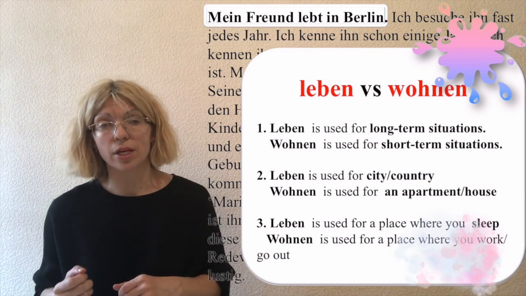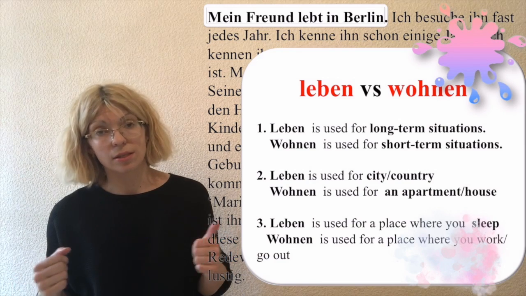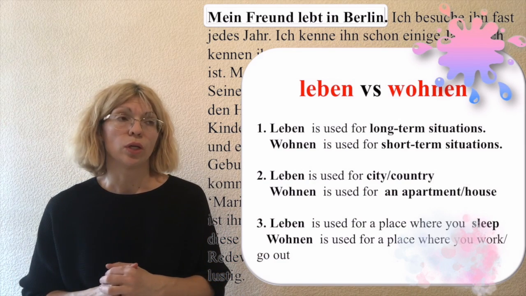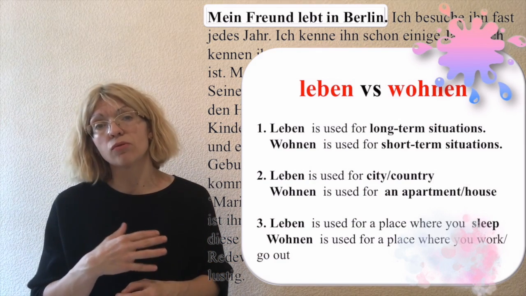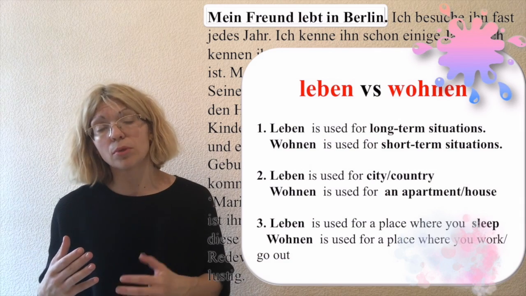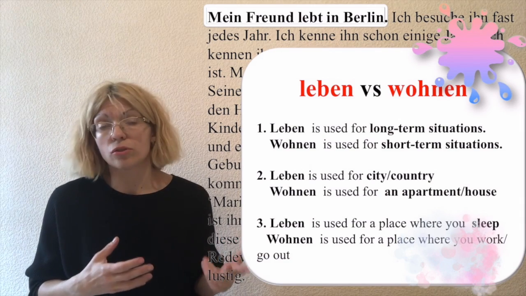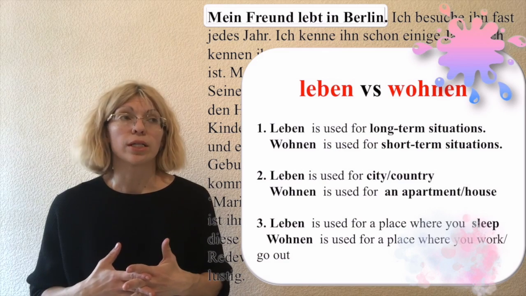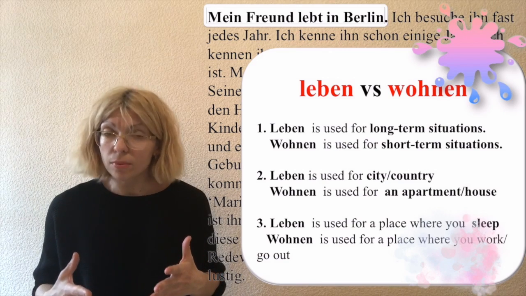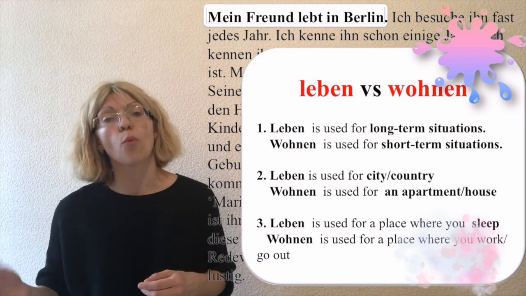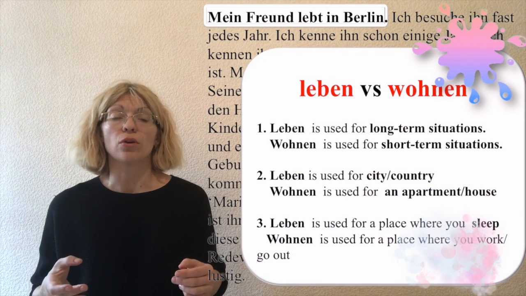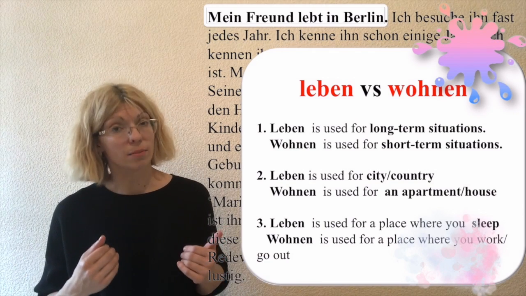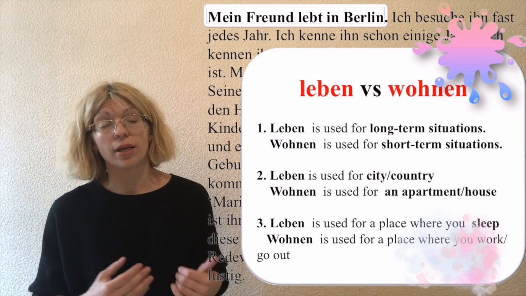For example, you want to say ich wohne in Berlin. It means that you are going to live in Berlin for a short period of time. For example, because of your job or your study, and when it's done, probably you are going to move somewhere. Well, now I think you understand the difference between ich lebe in Berlin and ich wohne in Berlin.